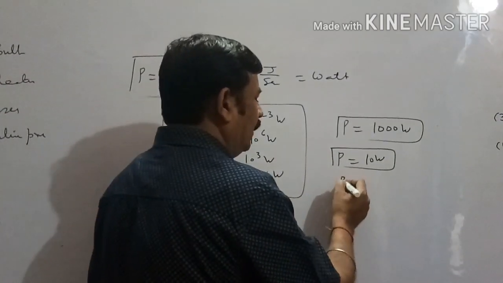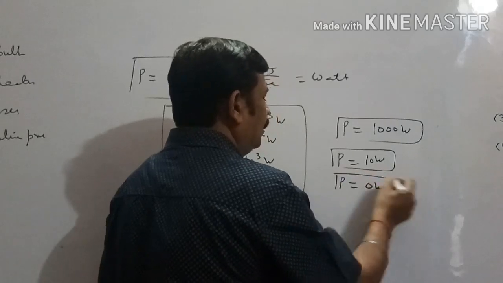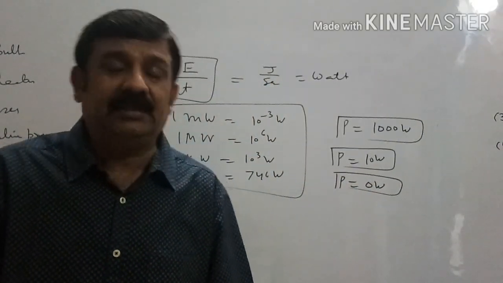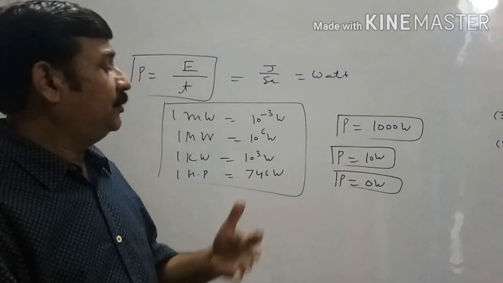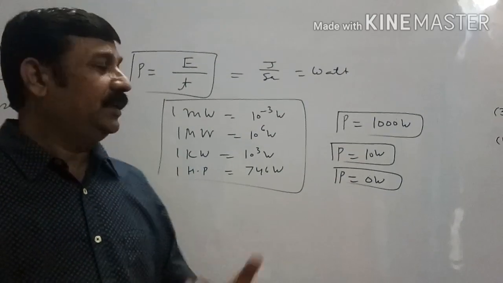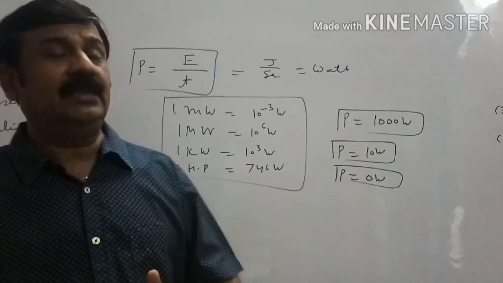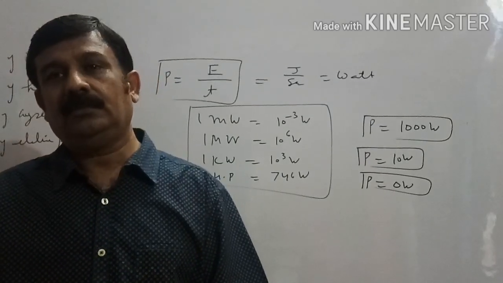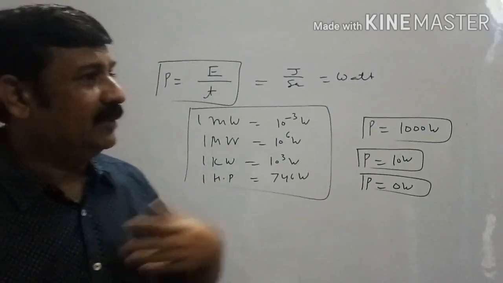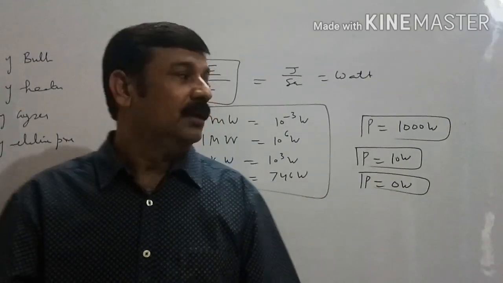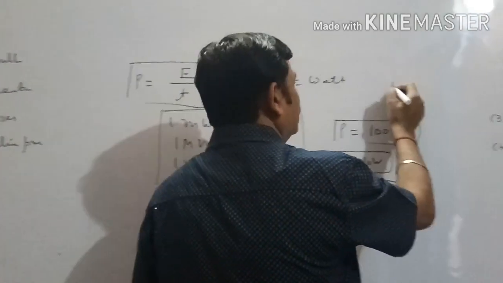If we have a bulb of 0 watt, it means this bulb is neither consuming any energy per second nor producing any energy per second. So when neither it is consuming energy nor producing energy, it means that bulb will not glow. So don't say that if we have a 0 watt bulb, actually the power of that bulb is 0 watt. Basically the power of that bulb remains 16 watt.